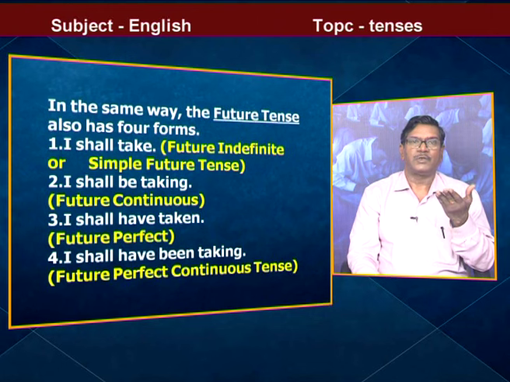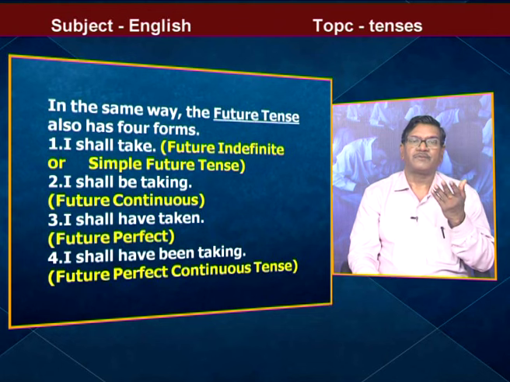In future tense also, we have got four forms. What are they? Future indefinite or simple future, future continuous, future perfect, and future perfect continuous. What are the forms? I shall take. Take is the main verb we have taken. Framing sentences in different tenses. I shall take. Shall is the helping verb. Or will. Shall or will.